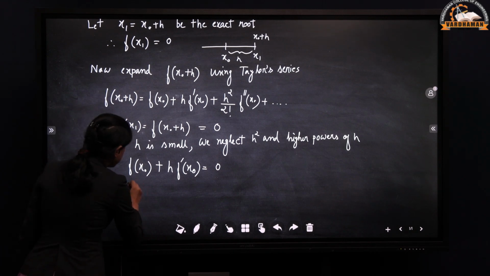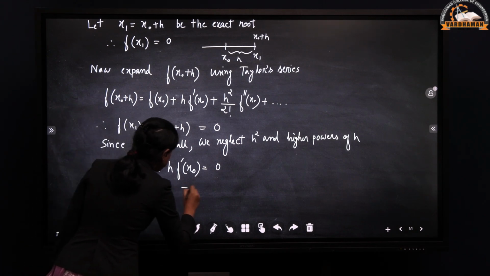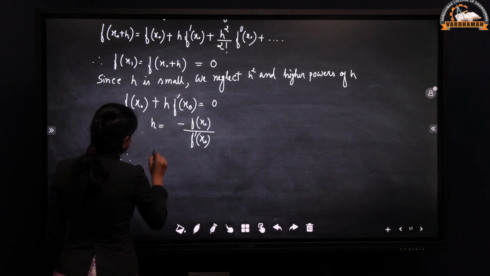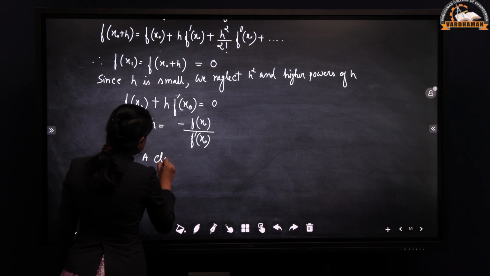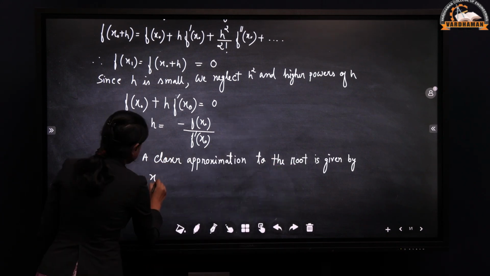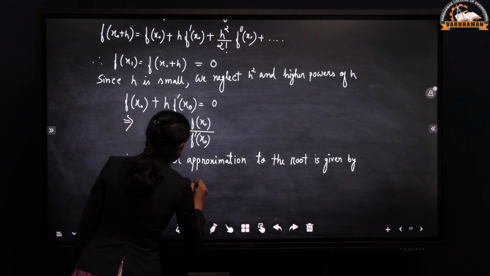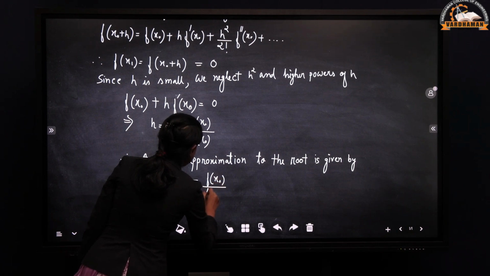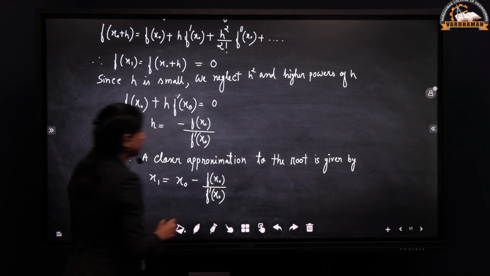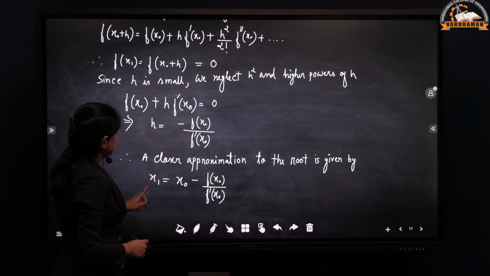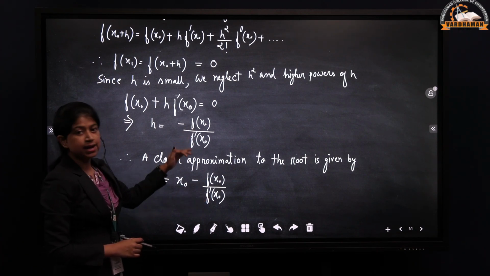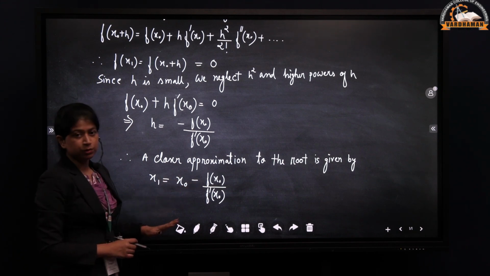Okay. From here what we will get, h will be equal to minus f of x naught by f dash x naught. Therefore, a closer approximation to the root is given by x1 is equal to x naught minus f of x naught by f dash x naught. Okay. This is the first approximation. As x1 equal to x naught plus h, in place of h we replace it by minus f x naught by f dash x naught. So we get the first approximation.